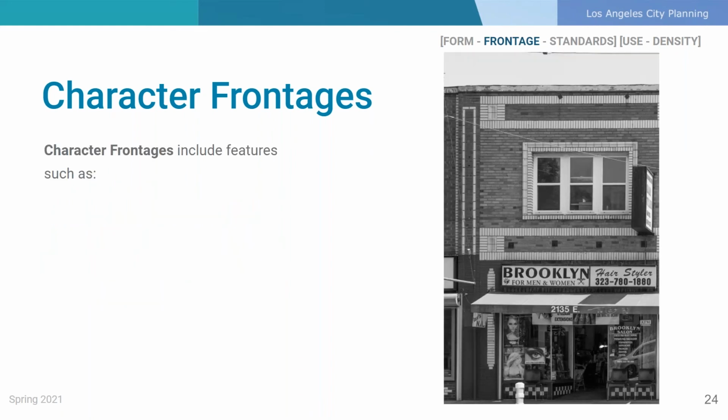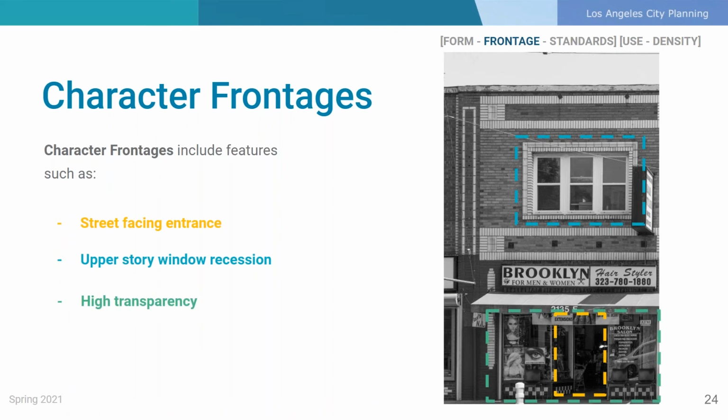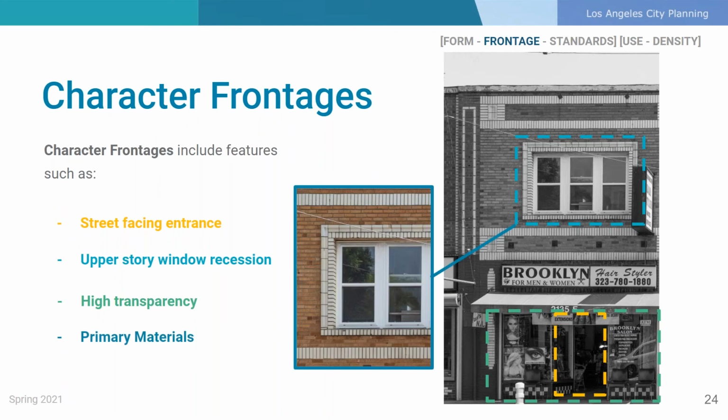Character frontages can regulate facade features such as street-facing entrances, upper story window recession, the level of transparency, which means the size and the number of windows, primary materials used on the facade, such as brick or textured exterior wall surfaces, and additional design features such as recessed entrances and large shopfront windows.